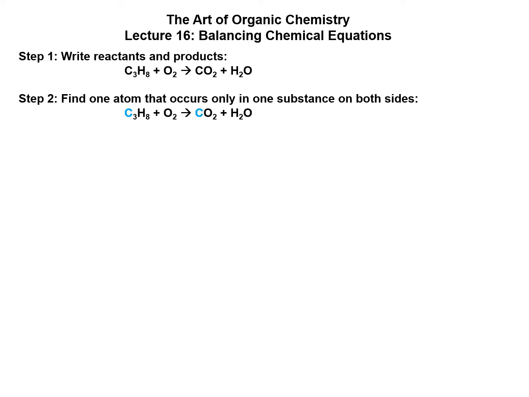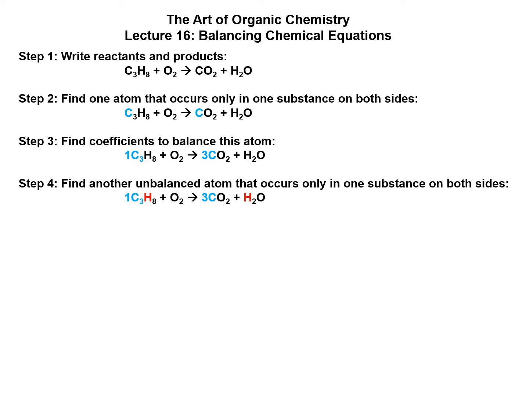The second step is to find one atom that occurs only in one substance on both sides. I selected carbon, C. So there's one carbon on the left, one carbon on the right. We find the coefficients to balance this atom. So we have 3 carbons in propane. 3 times 1 is 3. That's on the left. We have 3 carbons. If we look on the right, we add a 3 coefficient, and now we also have 3 carbons for 3 CO2 molecules.